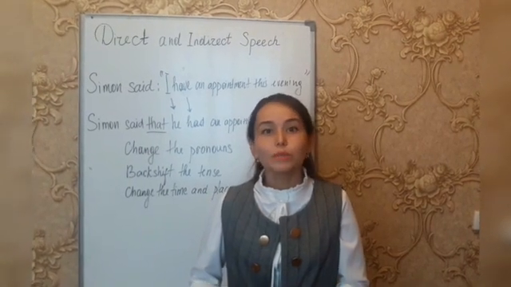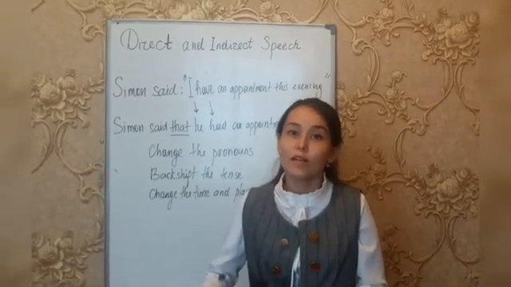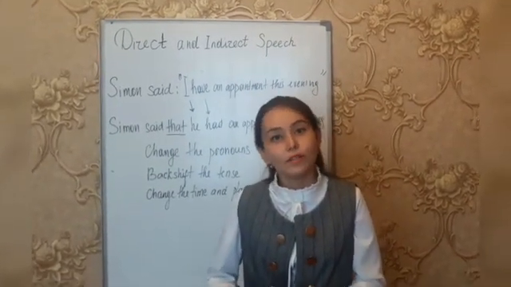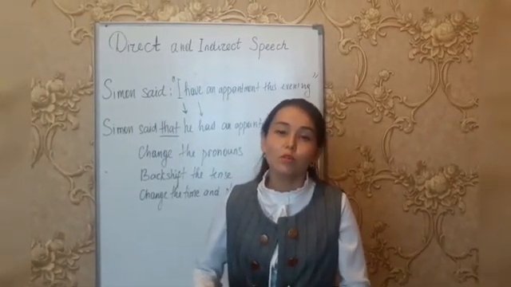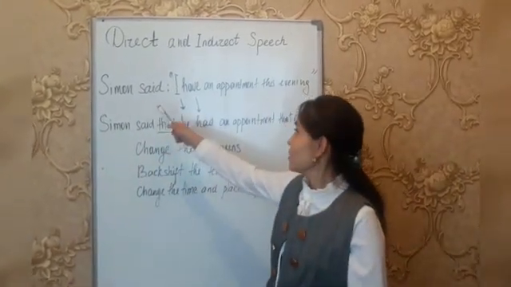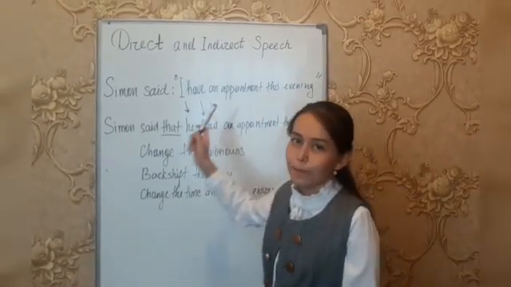So, what do we mean by direct and indirect speech? There are two ways of saying what someone else said in the past. For example, you invited your friend Simon to a party, but he had an important appointment. Simon said, "I have an appointment this evening."